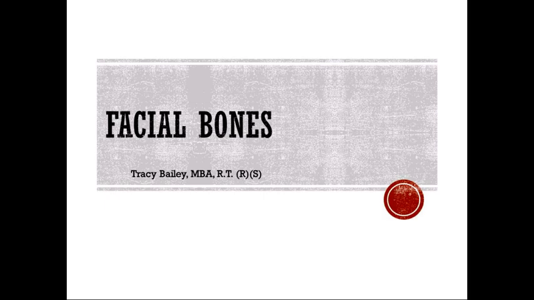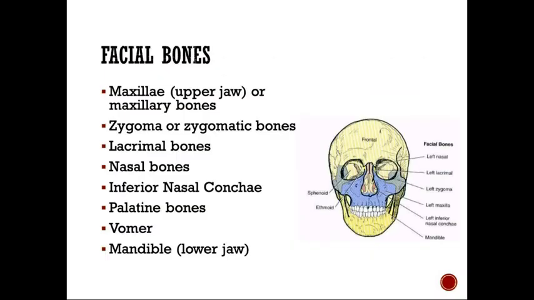This lecture will be on facial bones. When we talk about facial bones, we're talking about the maxilla, which is the upper jaw or the maxillary bones, the zygoma or zygomatic bones, lacrimal bones, nasal bones, inferior nasal concha, palatine bones, vomer, and the mandible or lower jaw.